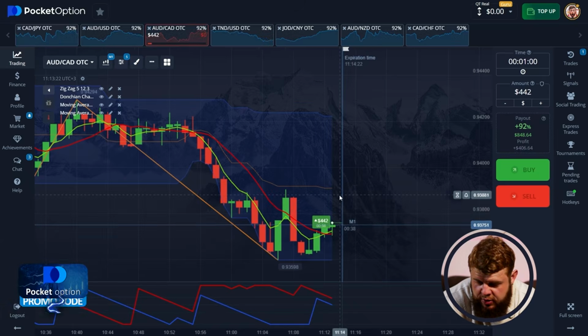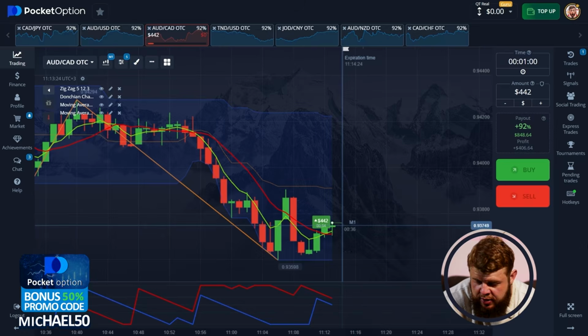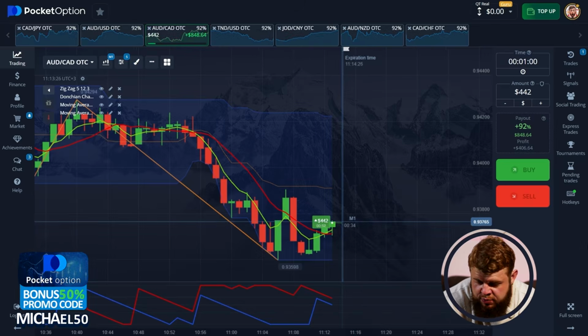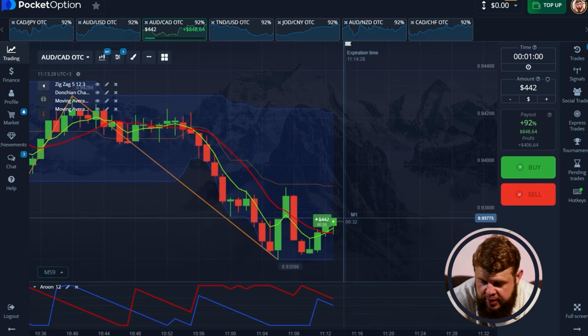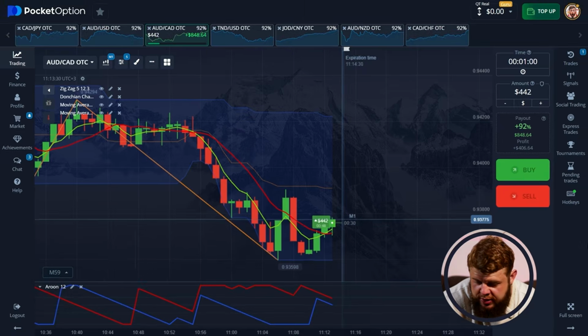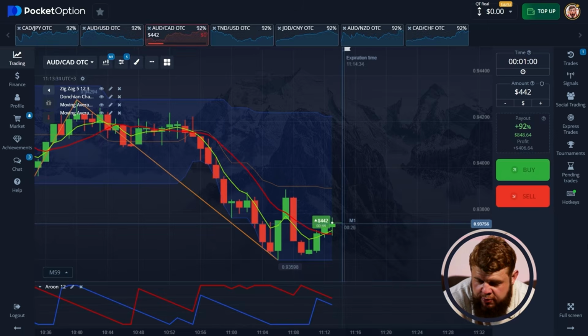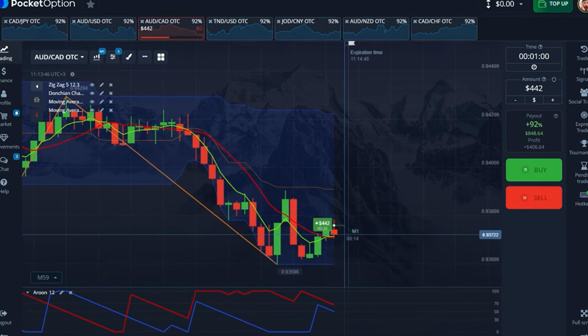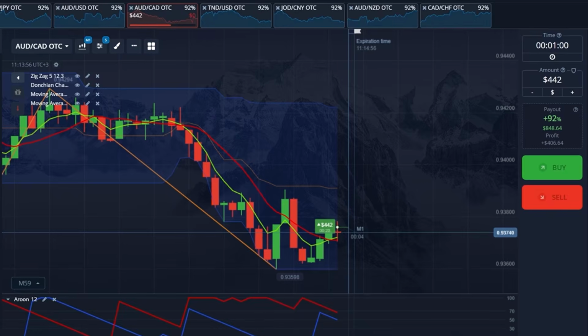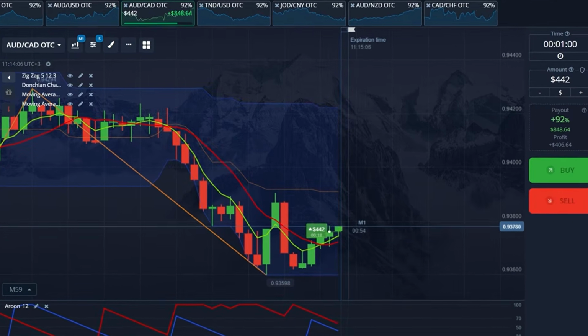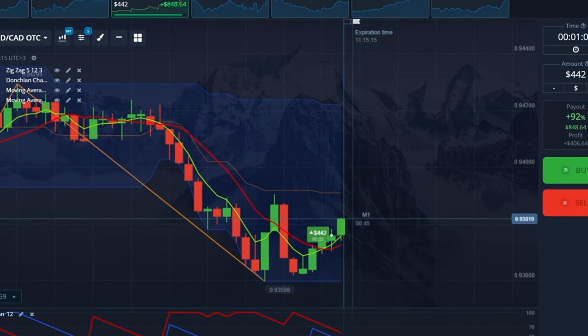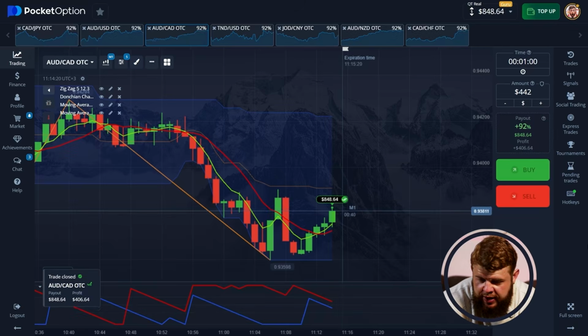Okay, so I have opened buy position. I have invested $442. As you can see, we have done this because price did not break through the support line zone. We started receiving the pullback reaction from it, and now we are ready to grow. So while it's done, we have $848 on the account.